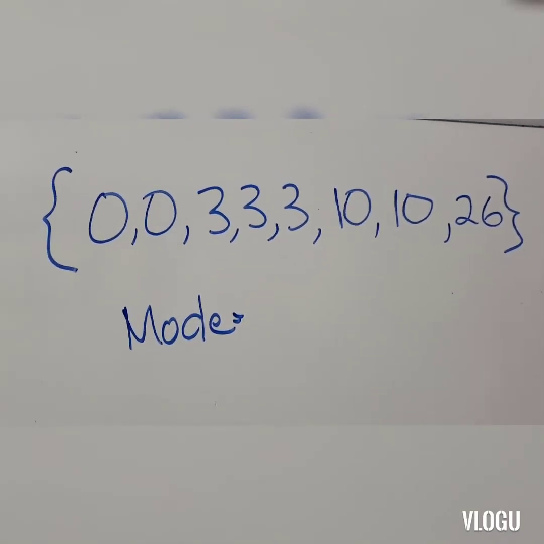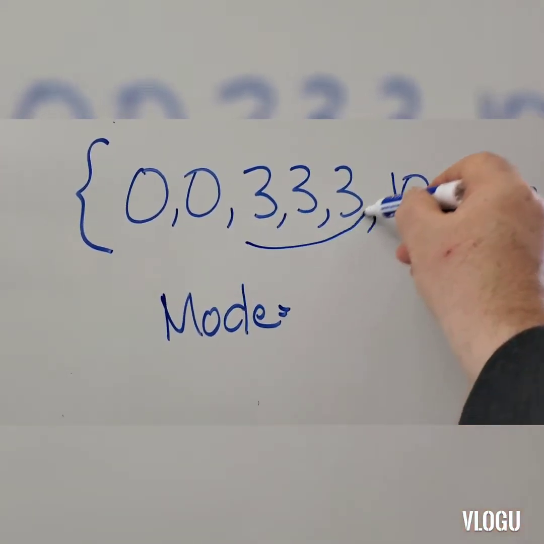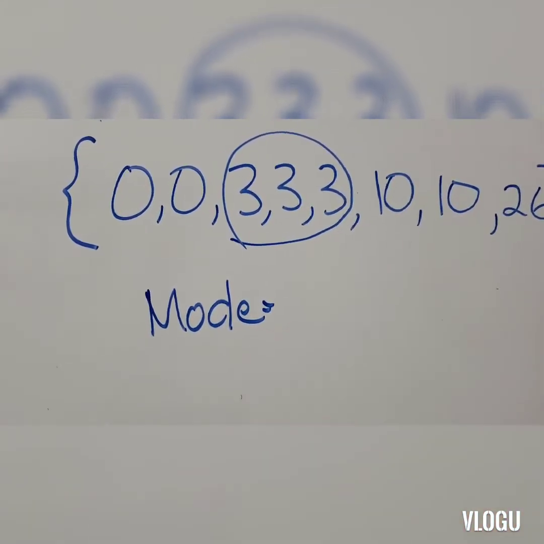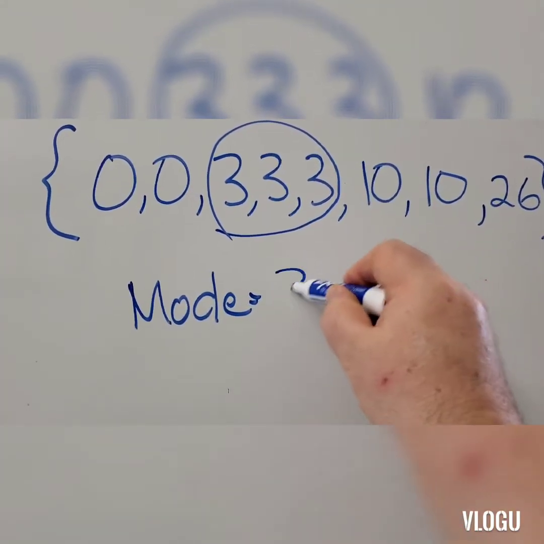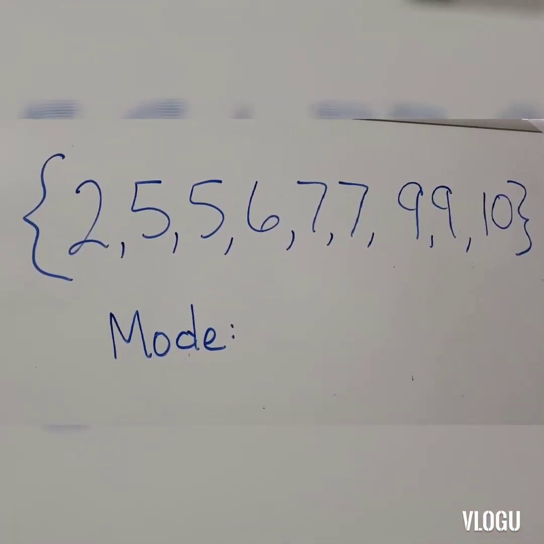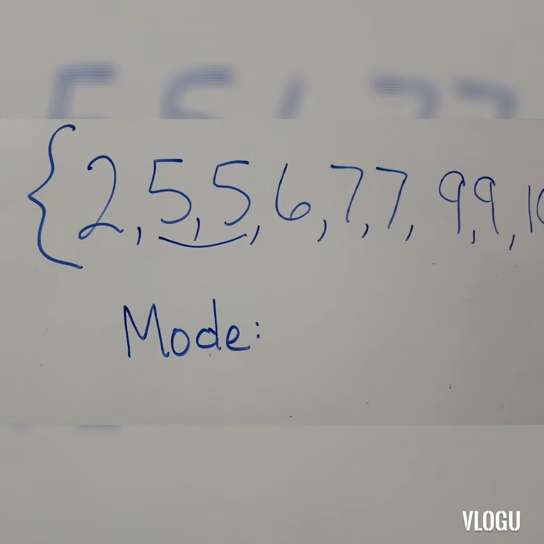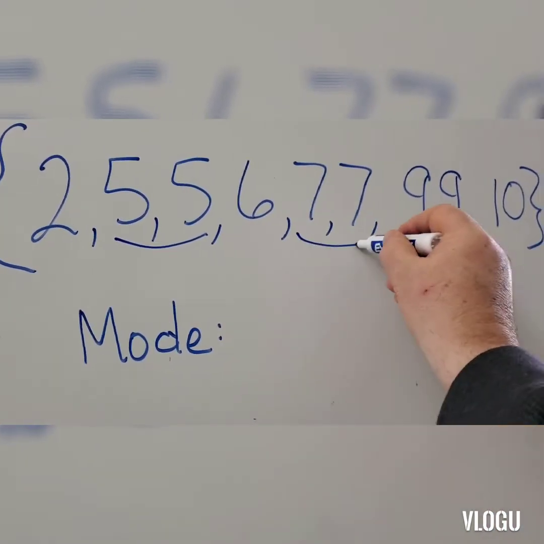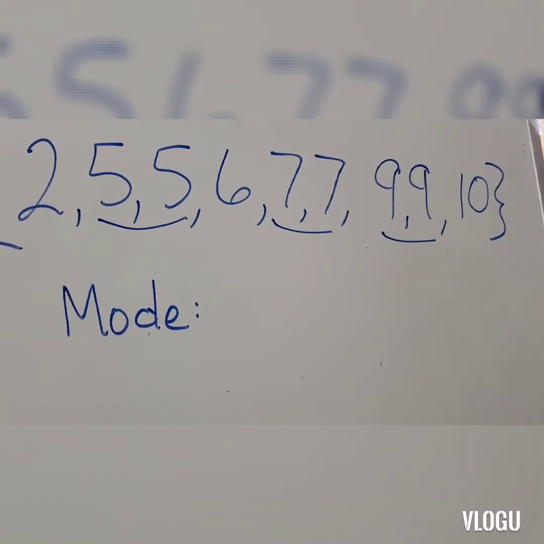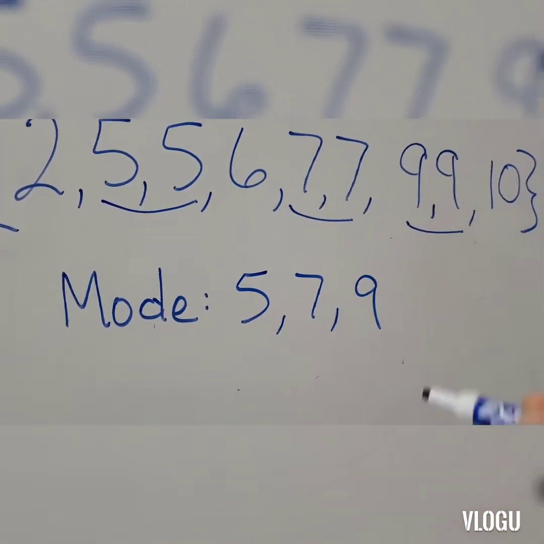In this example, we have several numbers that are repeated, but only the 3s are repeated the most. Since the 3s are repeated the most, the mode of this number set is 3. If I take a look at this number set, I see the 5s, the 7s, and the 9s repeat the most. So my mode is 5, 7, and 9.